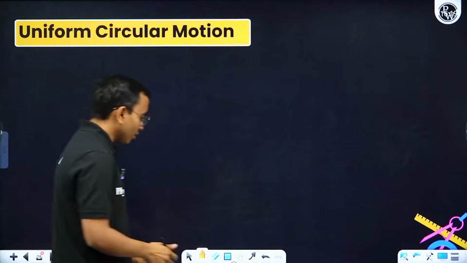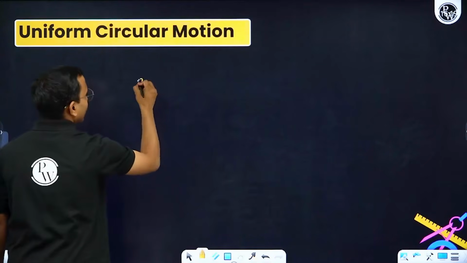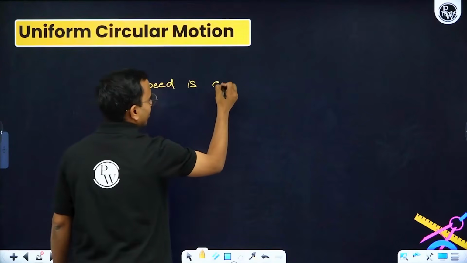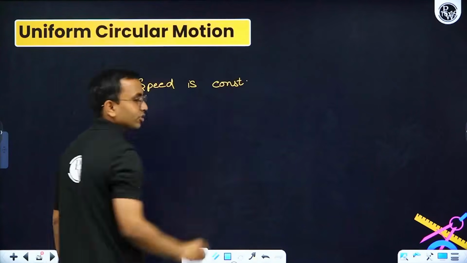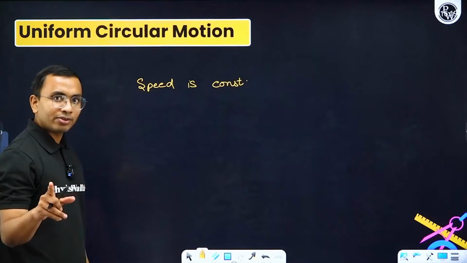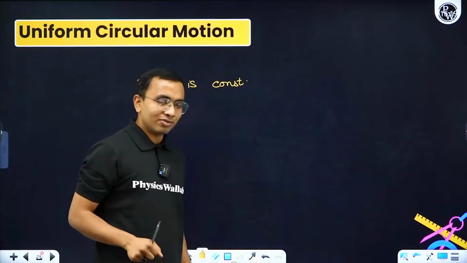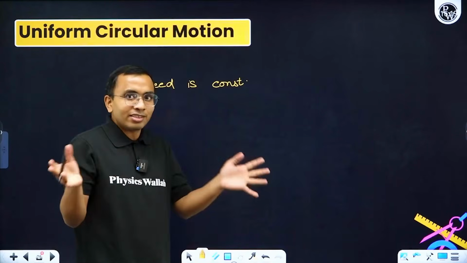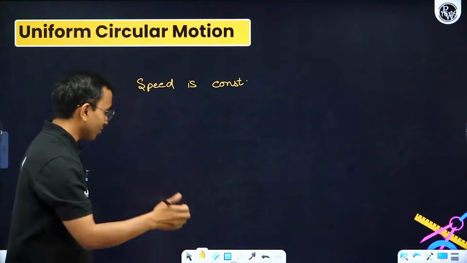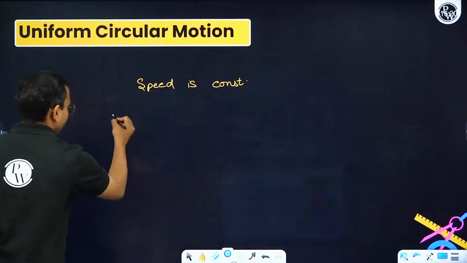Now, uniform circular motion means the speed remains constant. Is the velocity constant or not? No, velocity is changing. Is the acceleration 0? No, velocity is changing means acceleration is there. So which acceleration would it be here? Tangential acceleration will not be there because the magnitude of speed is not changing. Only centripetal acceleration will be there in this case.